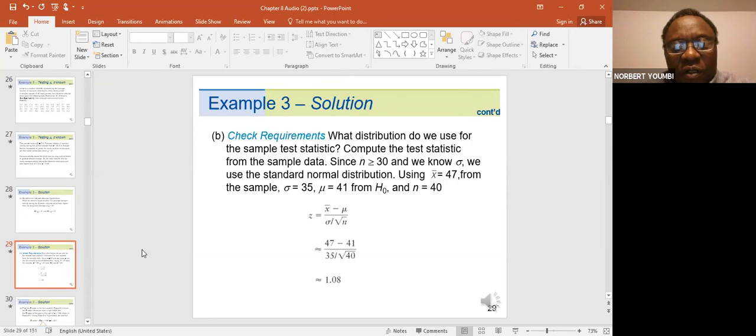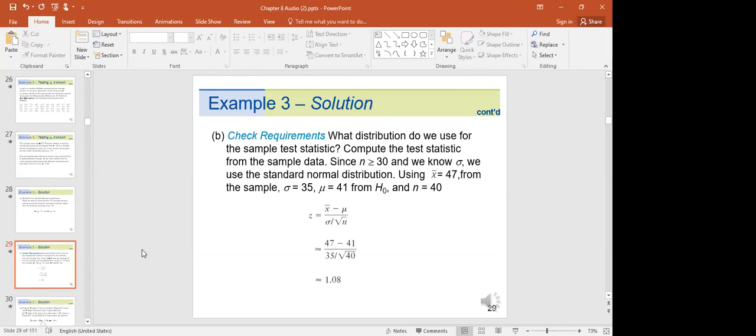But at this point, I would encourage you, Andy, do you have your TI-83/84 calculator? Do you have your calculator? I do, yes. Okay, so we are going to use the calculator here. We will go to stat. I think at this point, you know how to go to stat. Go to stat and then tests.